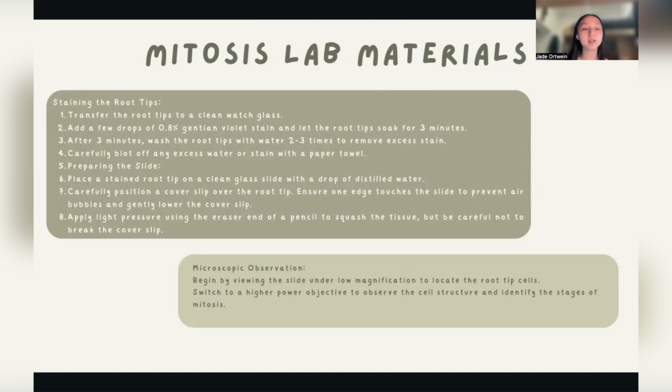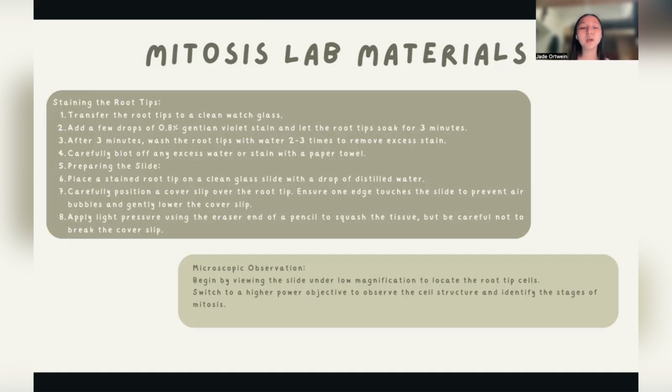And to prepare the slide, the last step is to place this stained root tip on a clean glass slide with a drop of distilled water and carefully position the cover slip over the root tip. And make sure one edge touches the slide to prevent air bubbles and gently lower the cover slip. Apply light pressure using the eraser at the end of the pencil to squash the tissue and be careful not to break the cover slip. And then you have your slide sample ready for this lab.